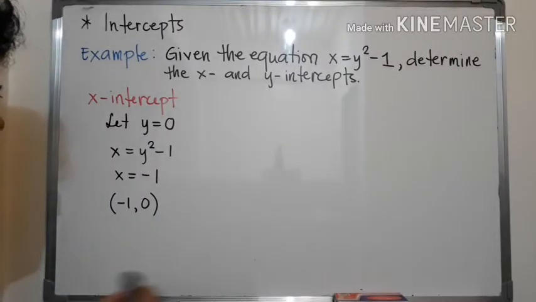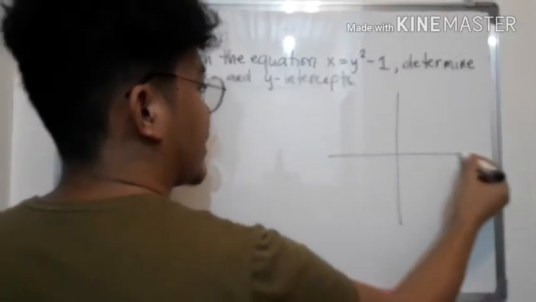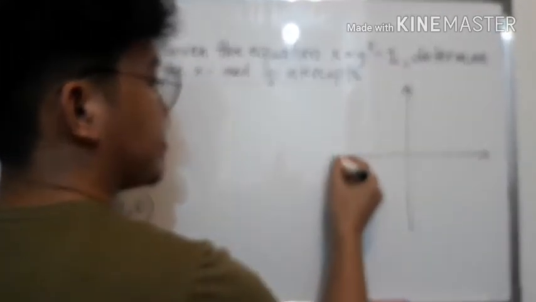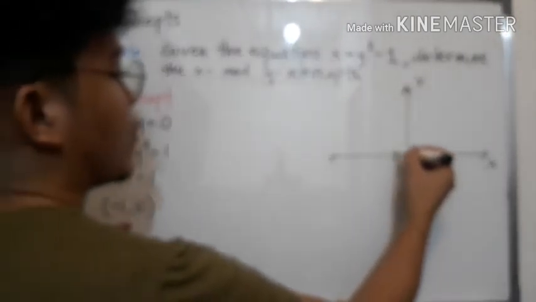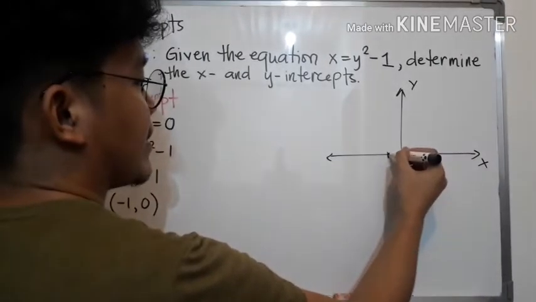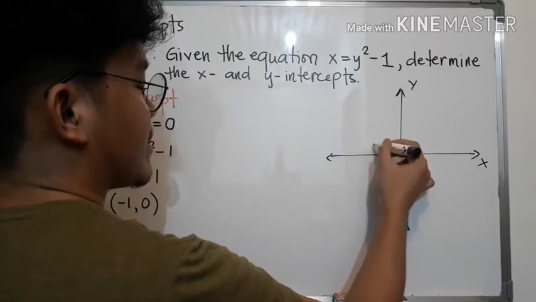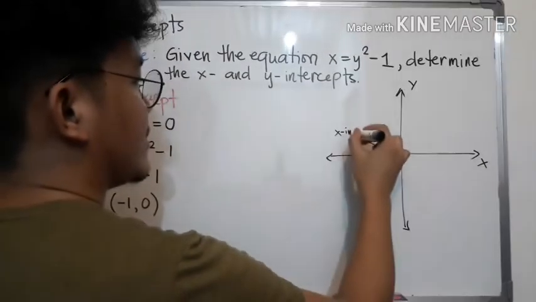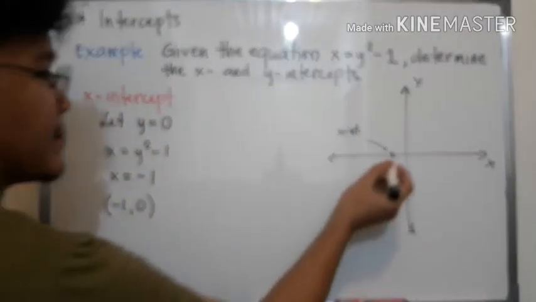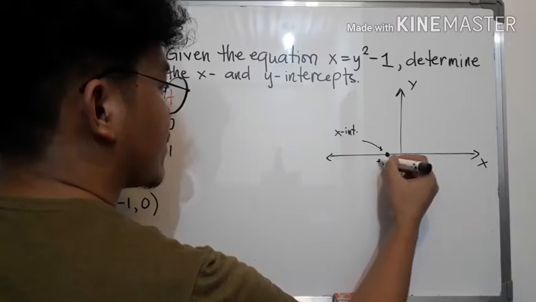So if we have this Cartesian plane, that is negative 1 and 0. So this is the x-intercept, (-1, 0).